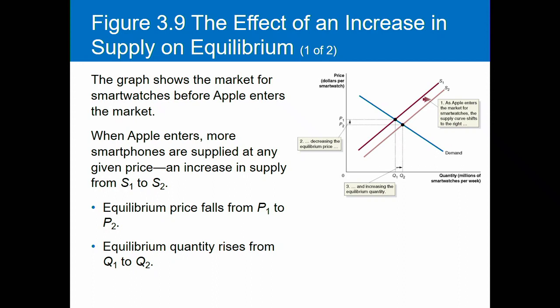So what's going to happen is the new equilibrium price is going to be where that new supply curve crosses the demand curve. So we'll have equilibrium quantity Q2, and equilibrium price P2. When the supply curve shifts to the right, we end up with a lower price, and we end up with a greater quantity demanded at this new equilibrium. There's now more goods available. They're going to be available at a lower price for consumers.